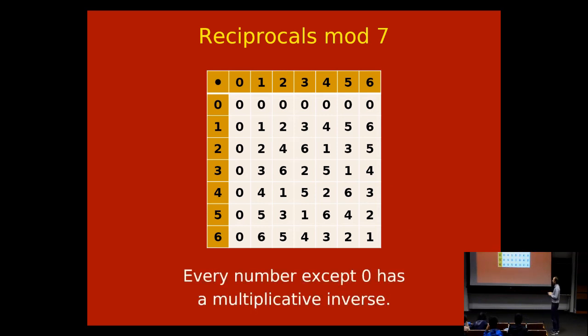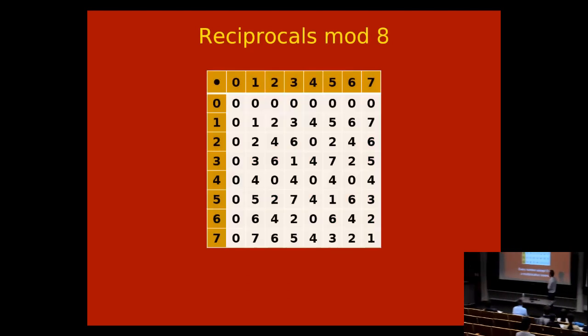If we go mod 7, here, actually, everything looks good. You have a 1 in every row, except for the 0 row. You're never going to be able to divide by 0. But every other number you can divide by. I mean, every other number has some inverse. So that's good. Maybe 6 was just really bad.